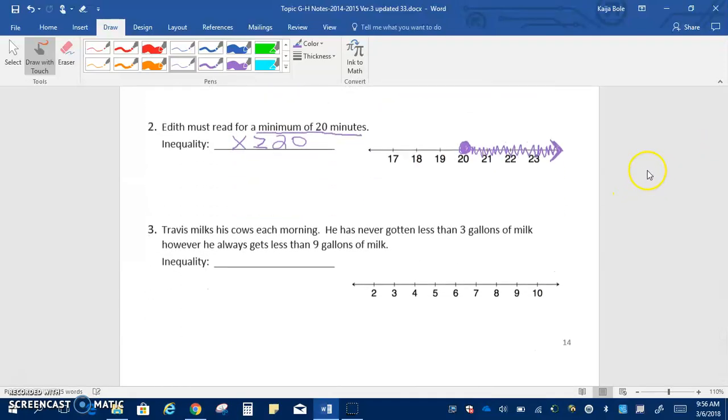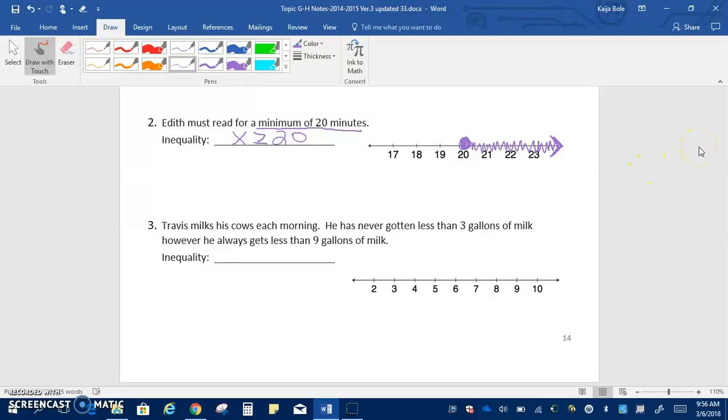And then the last one here, it says Travis milks his cows each morning. He has never gotten less than 3 gallons of milk. However, he always gets less than 9 gallons of milk. Alright, so he never gets anything less than 3, means that 3 is our bottom cutoff point. So we can include 3 though. But he always gets less than 9, which means we cannot include 9 because he always gets smaller than that. So we want everything in between.